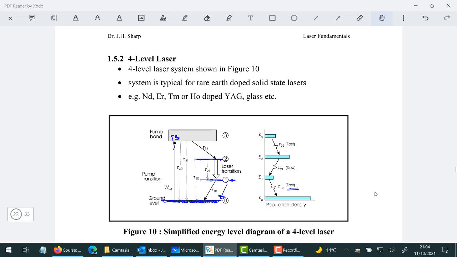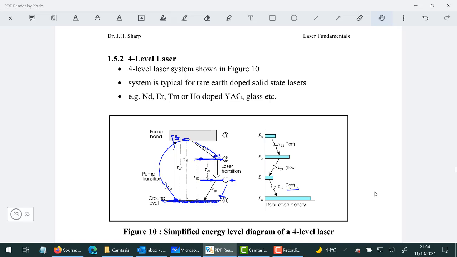If we have that as the case, then let's take the story of one atom and its photon. So we put in some energy, we take one atom and we move it up into the pump band. Very quickly, it relaxes down into level 2 and it stays there. And now we have one atom in level 2 and no atoms in level 1 yet.